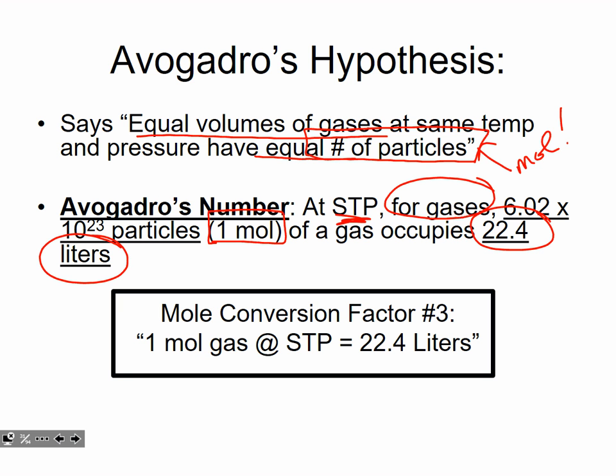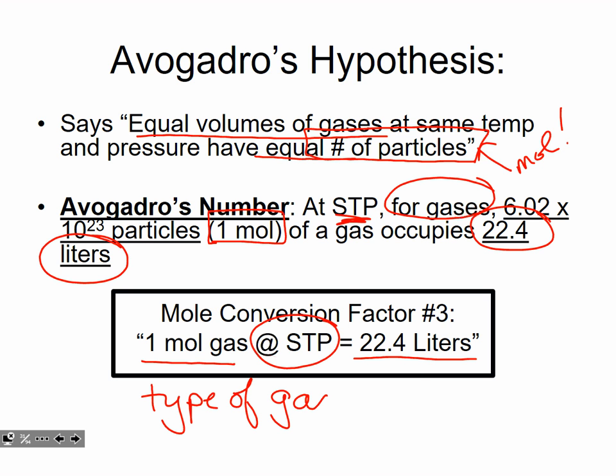Putting it another way, this is our third conversion factor. 1 mole of gas that is at STP will be equal to 22.4 liters of that gas. It does not matter the identity of the gas. The identity of the gas is irrelevant. This is true of all gases that are at standard temperature and pressure.